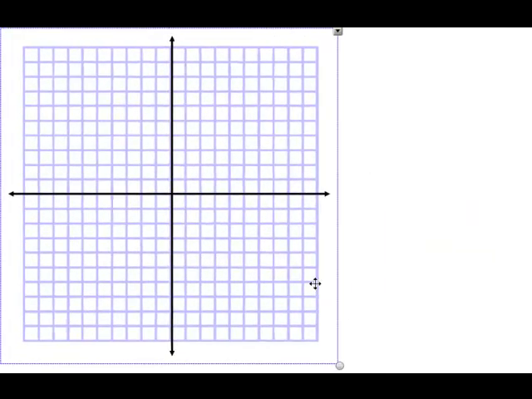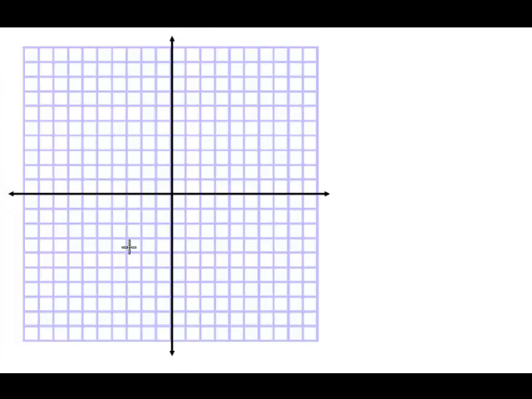So let's make this graph about like this. About like that. Now we also have to be able to find again the y-intercept, the slope, and the x-intercept using a graph.